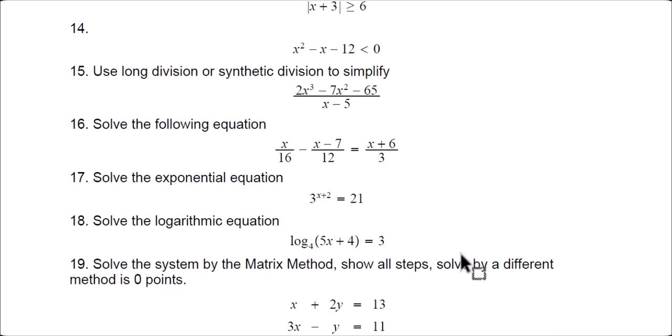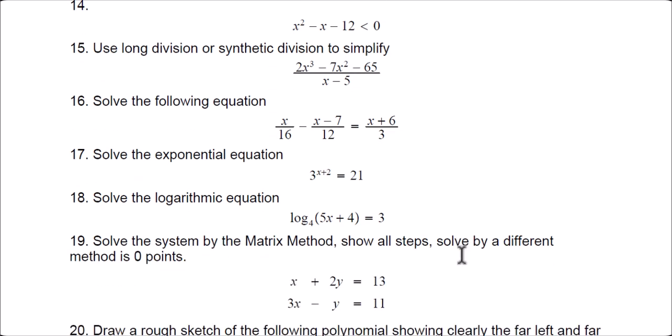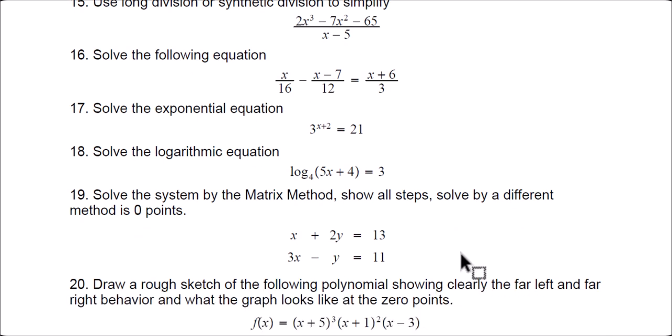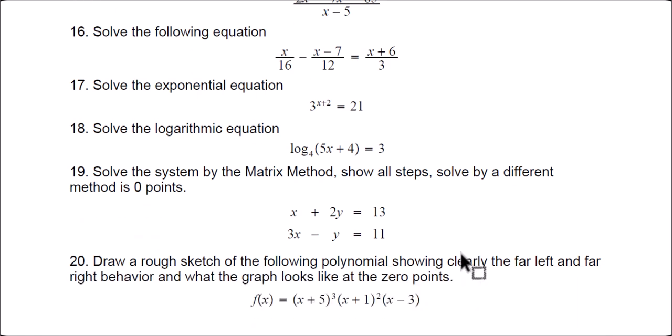In 19, we have a system of equations. We're going to solve it by the matrix method. If you solve it by a different method than the matrix method, you get 0 points. And finally, in question 20, you're going to draw a rough sketch of this polynomial. The important points are what happens on the far left and the far right, and what happens at the 0 points. All right, so let's start looking.